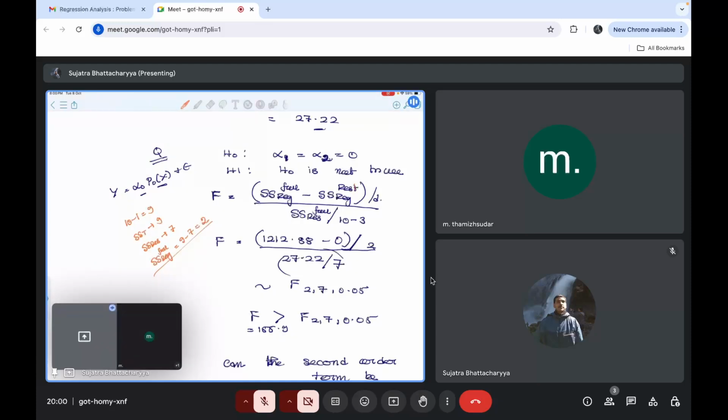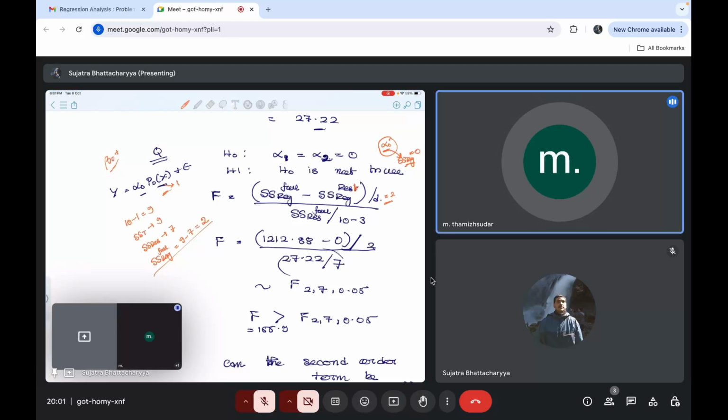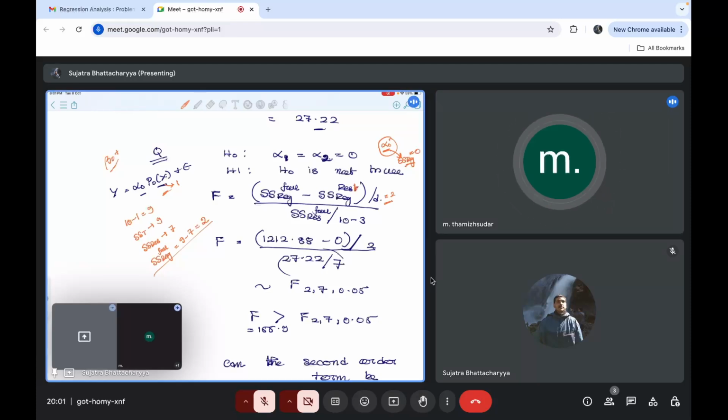If you look at the SS regression of the restricted model, only alpha naught is there, and corresponding to alpha naught, your SS regression will be 0. That's why it is 2 minus 0, so degrees of freedom is 2. Understood? Because P naught x is always 1, it's nothing, just like beta naught. Right, exactly.